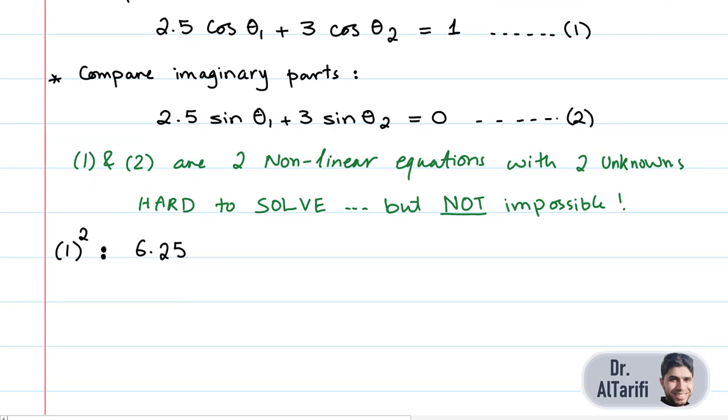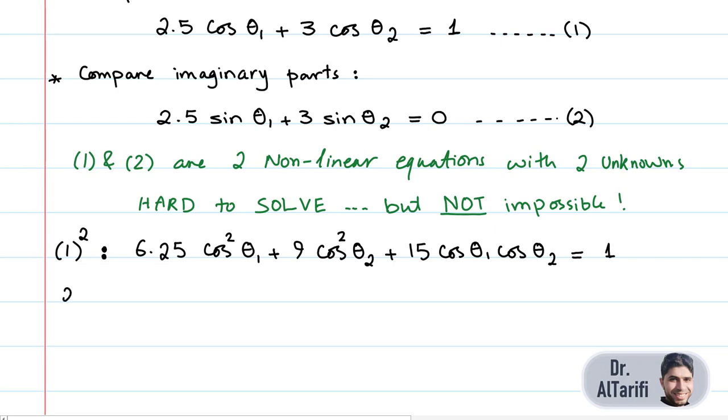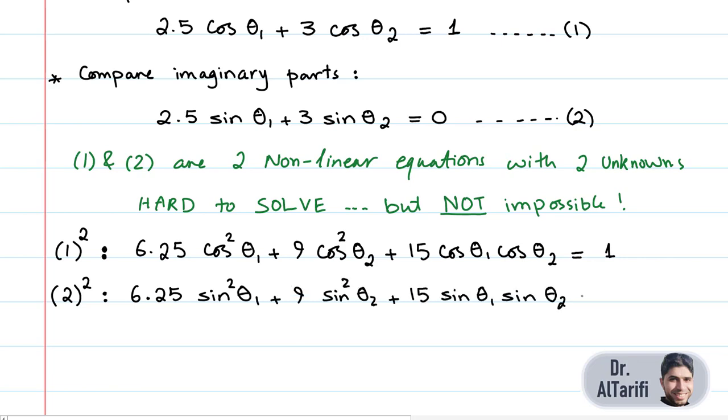By squaring equation number 1, we'll get two terms of cosine squared and one term of the product of the cosines. And by squaring equation number 2, we get two terms of sine squared and one term of the product of the sines.